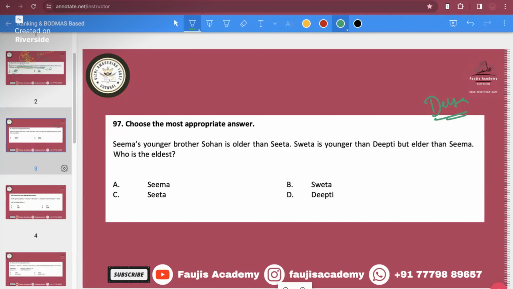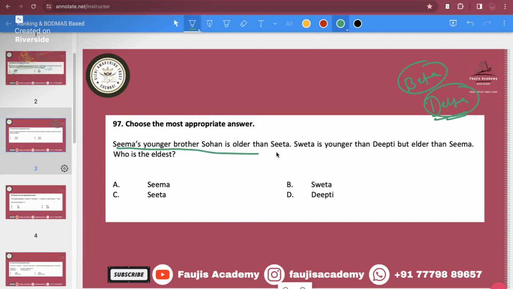And I want others to participate as well. We are 8 of us. Sir, Matesh, option? B, beta, sir. Okay, I like this dispute. Somebody delta, somebody beta. Seema's younger brother Sohan is older than Sita. Sweta is younger than Deepti but elder than Seema. Who is the eldest? Let's write it.